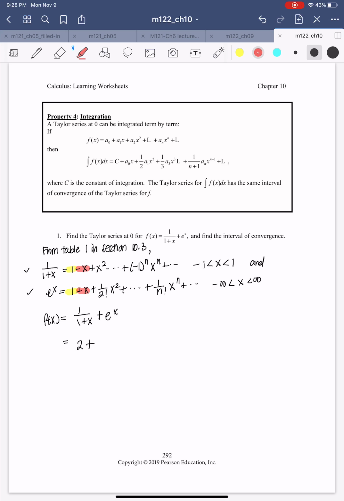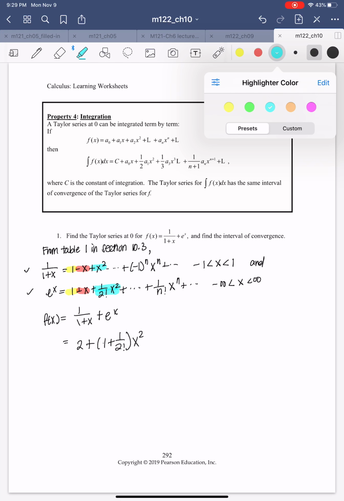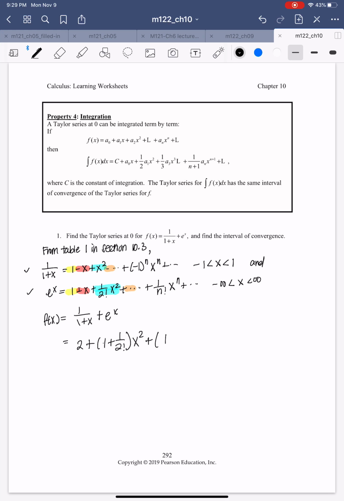So I'm missing that red term. The third term will be this one, the x squared term, right there. So that will be 1 plus, that's 1 right there, that's my coefficient, 1 over 2 factorial x squared term. Then let's keep going. I should have an x cubed term, right? The x cubed term will be just negative x cubed if we follow the pattern. So I'm going to have negative 1 plus 1 over 3 factorial x cubed.